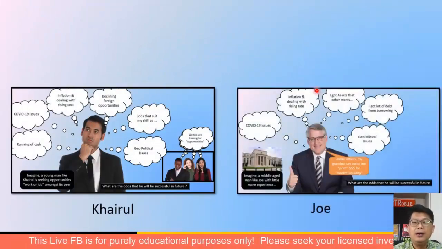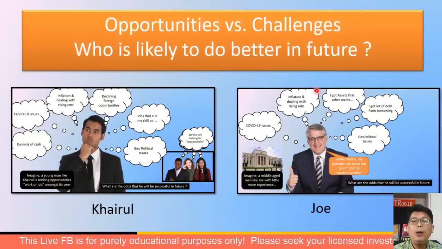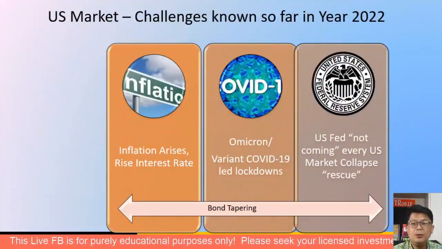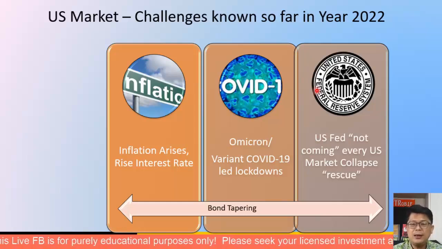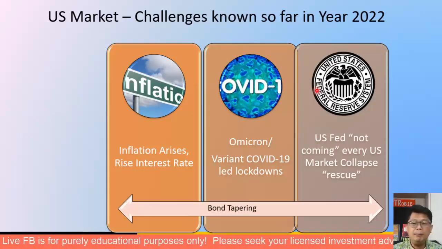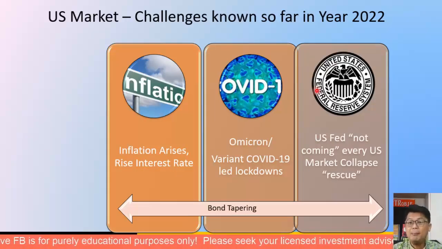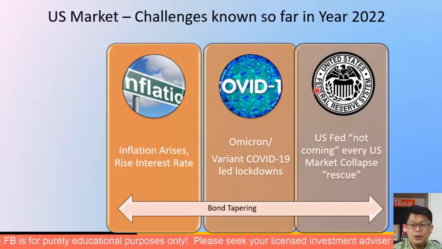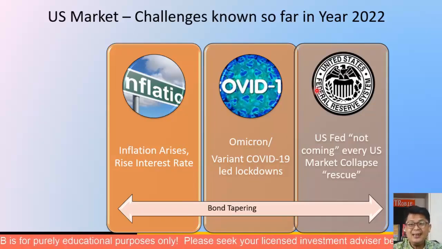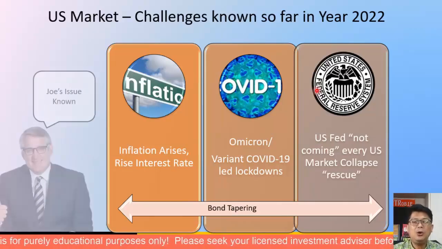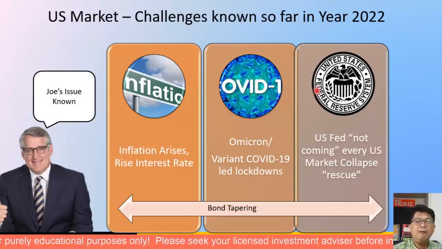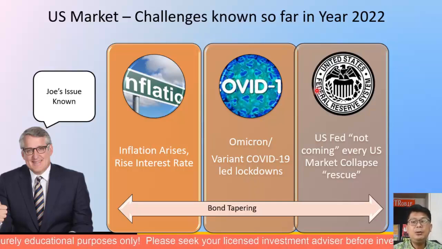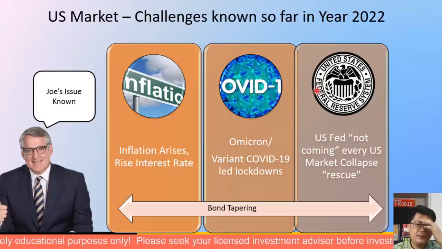Now, if you are Cairo and if you are Joe, where would you put your opportunity? So far, let's look at Joe right now. We have seen Cairo just now. We have talked about Cairo competing with its competitors, like Indonesia, Thailand and Vietnam in here. Let's look at Joe's known issues so far. Of course, the known issue so far is that we know inflation arises, okay?